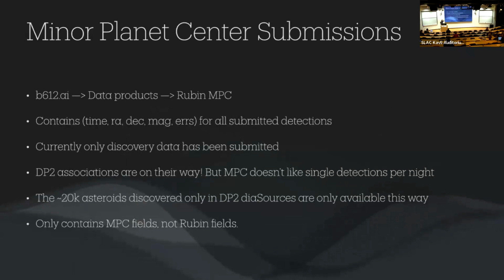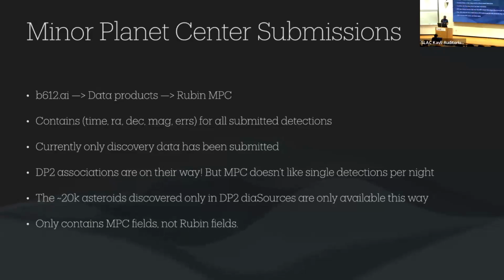We additionally have submitted a whole lot of data to the Minor Planet Center. So every time we think we've discovered something, we send that to them. They are a public group. Data that they have is world public. And so you can go to b612.ai, go to the data products tab, and download all of the Rubin MPC submissions. This doesn't have all of the columns that DP2 does, just time, astrometry, photometry, but it does have a whole lot of our data in one place, pretty easy to grab, and it is world public, so you don't need data rights to access a whole lot of our photometry and astrometry.